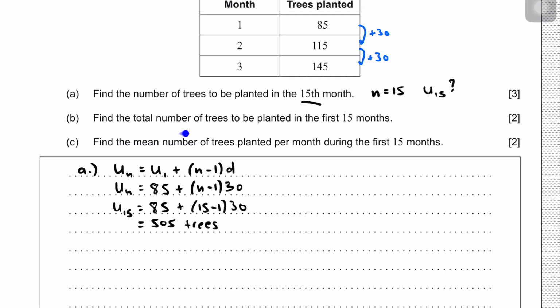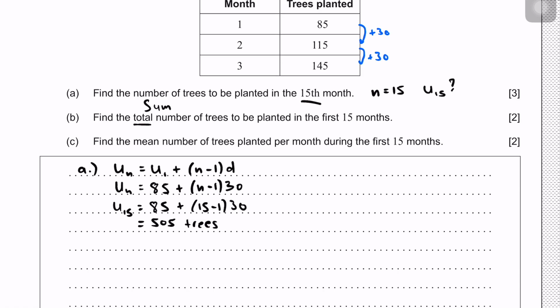Find the total number of trees to be planted in the first 15 months. Okay, so, nice question. The keyword here is total. We're still dealing with an arithmetic sequence, but in this case we want to find the total, or the sum, of all trees. So we know how many trees were planted in the first, second, third month. We know it grows predictably. What is the total number of trees that were planted?